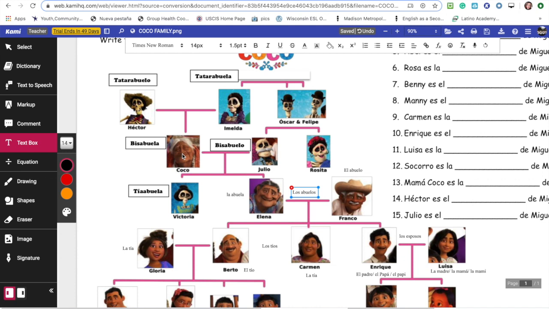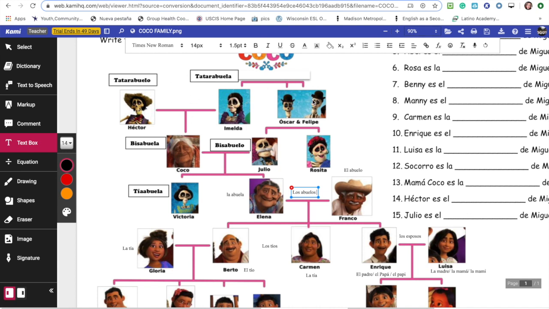So Coco is actually what the movie is about. So Coco is la bisabuela, great grandmother. Tía abuela, that would be like the tía abuela, not the grandmother uncle, but your great aunt or your grand uncle. And then you can go up. So bisabuela, great grandmother, and great great grandmother. And we go to tatarabuela, Imelda, and Hector.